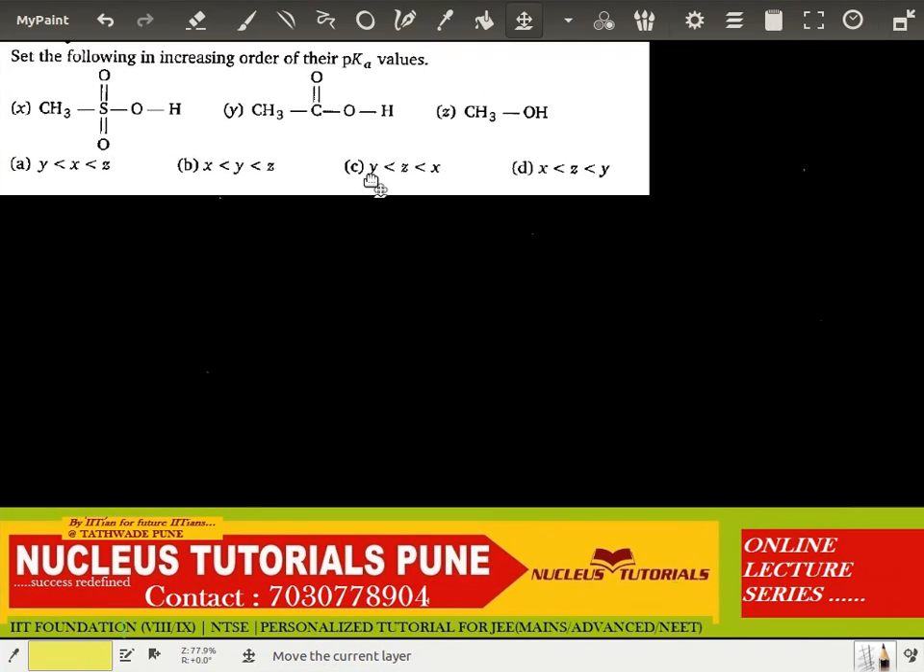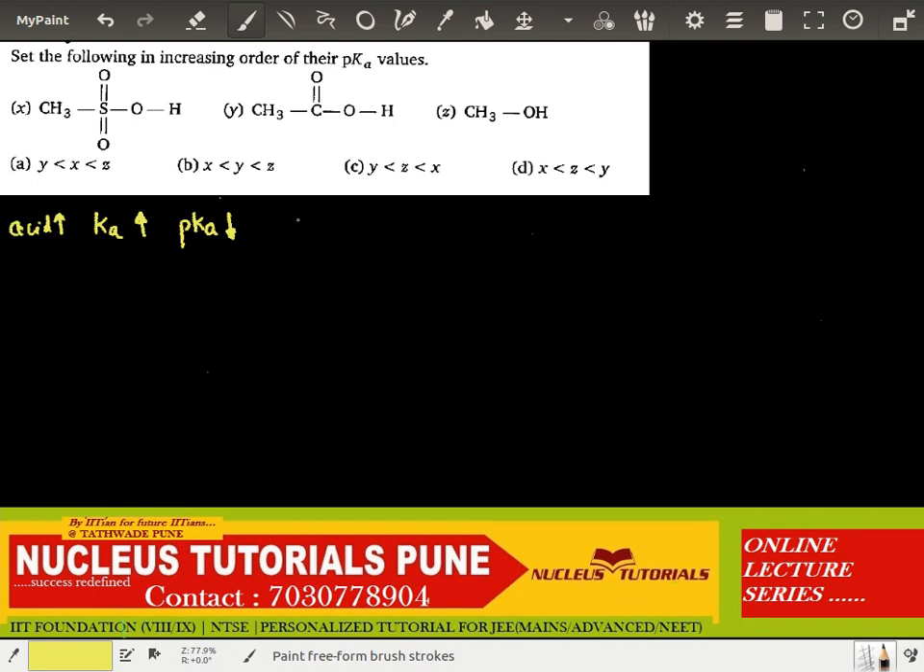Now this is an important question where we compare the strength of the acids. Now Ka is the dissociation constant for an acid. If the acid is strong, then Ka has larger values, which means that pKa has to be the smaller values. Now what's the idea behind this? How do we compare the acidities of two or three acids?